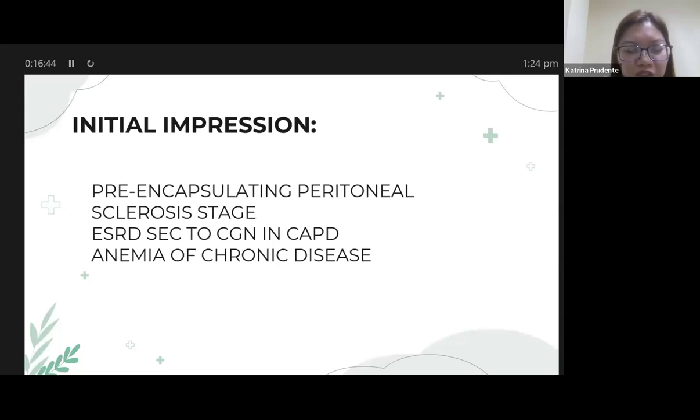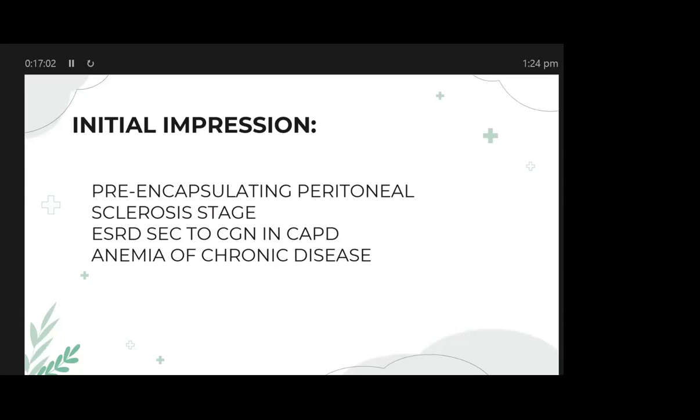So the initial impression for this case was a pre-encapsulating peritoneal sclerosis stage, ESRD secondary to CGN and CAPD, and anemia of chronic disease. So I will proceed with the discussion, ma'am, if okay. Okay. Are there any questions or suggestions on further diagnostics aside from imaging study?